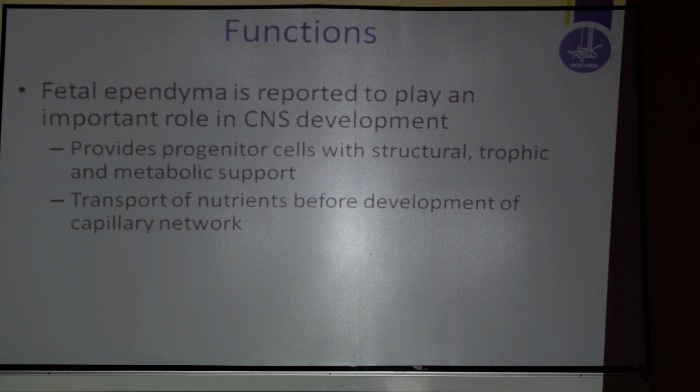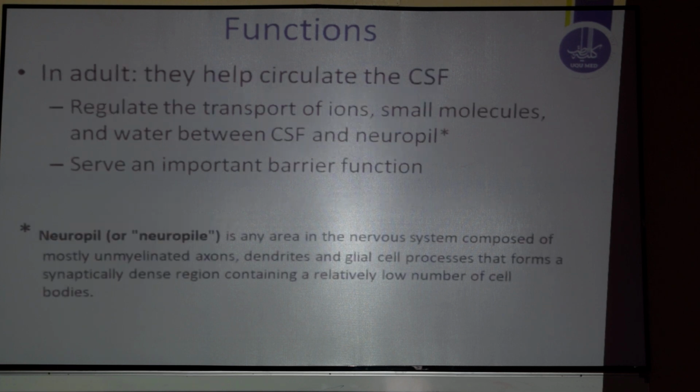Not only the neuron, but capillary, I mean, that is not a neuron, it's smooth muscle and other things. So is anything difficult? I think this is memorization, okay? Is it difficult? No. Let me know, because this lecture is mostly simple, just the types. In adults, they help circulate the CSF, they regulate the serum ions, okay, and they serve the blood-brain barrier for them.